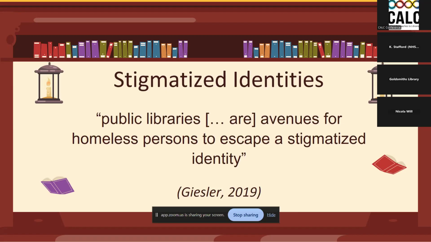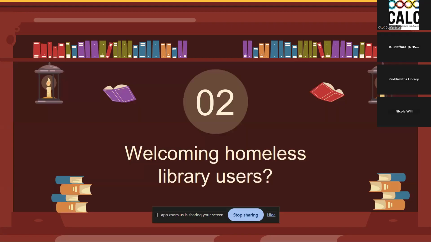There isn't anything about being homeless which indicates anything about a person's identity or a person's being in any meaningful way, except for the fact of their lack of a home. But that identity still brings with it a lot of stigma. And that brings us to the next part of our discussion, which is probably one of the larger parts, staff attitudes towards homeless users in public libraries.